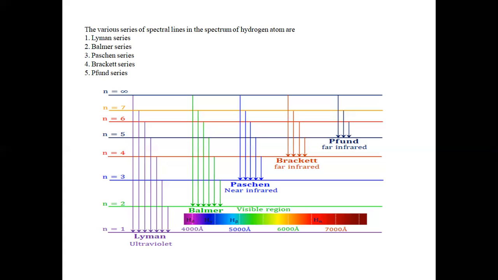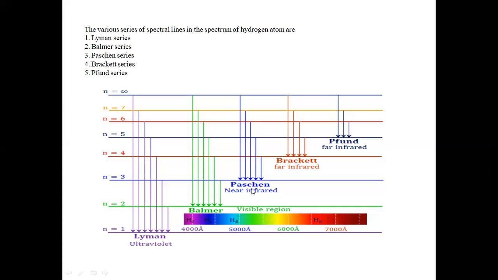In the same equation, that is, nu bar is equal to RH into 1 divided by n1 square minus 1 divided by n2 square. And these spectral lines in the Balmer series are found in the visible region. We can observe these spectral lines in the visible region.